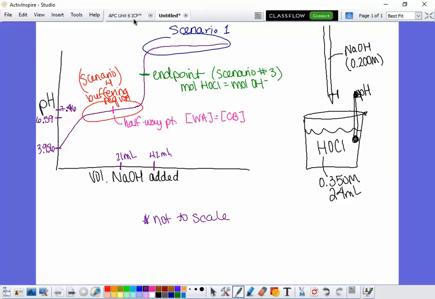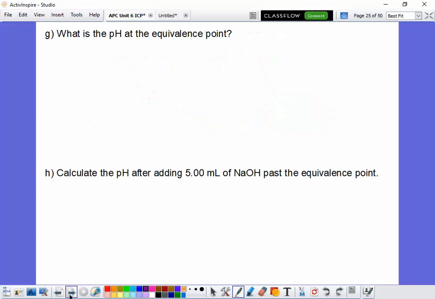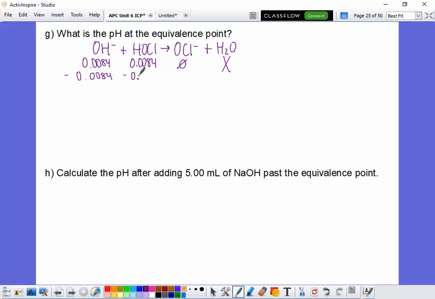What about the pH at the equivalence point? What is the pH at the equivalence point? So remember, we had this reaction. We know that these are equal. Right? Since these are equal, there's a complete neutralization. So both of these are going to be used up. And we're going to make that same amount of the conjugate base.